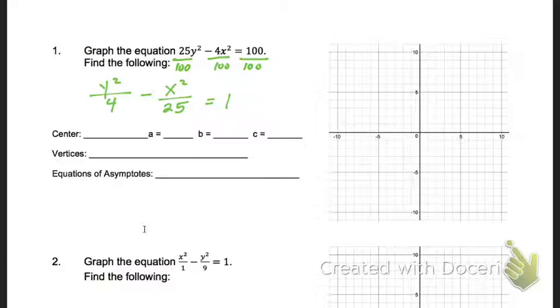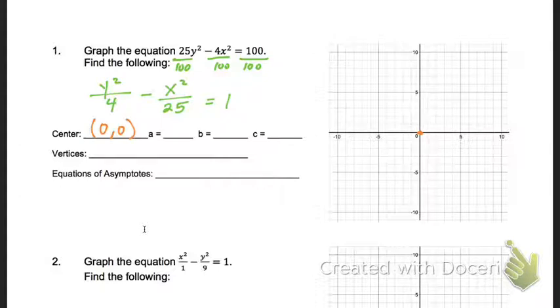My center is where? 0, 0, so I'm going to put a dot here. Your graph never actually touches the center, which is kind of strange. Your hyperbolas don't touch the center. That's just the center point of what we make a rectangle.